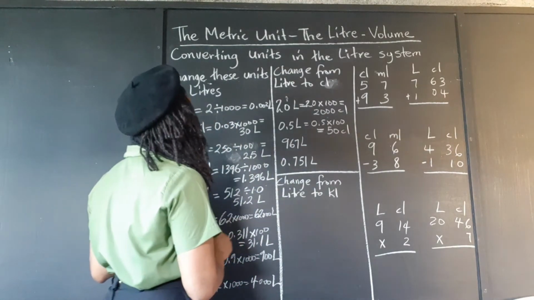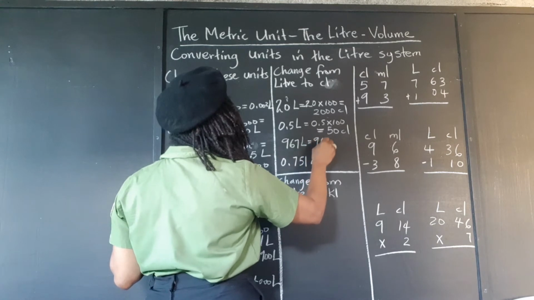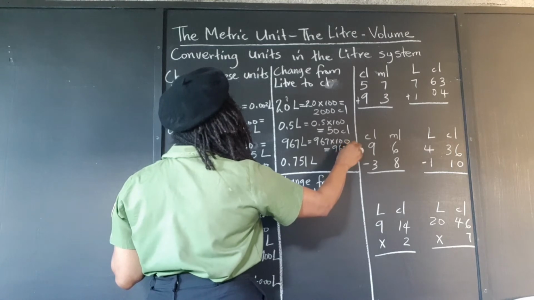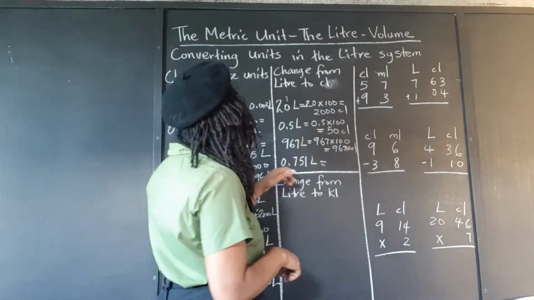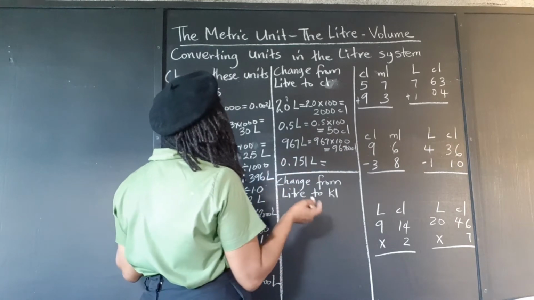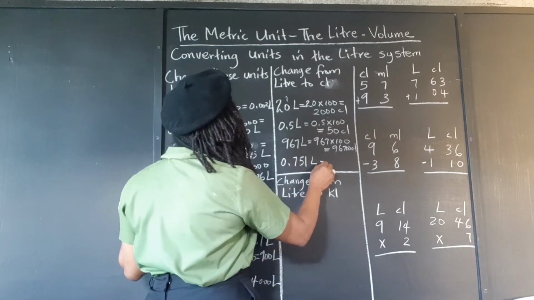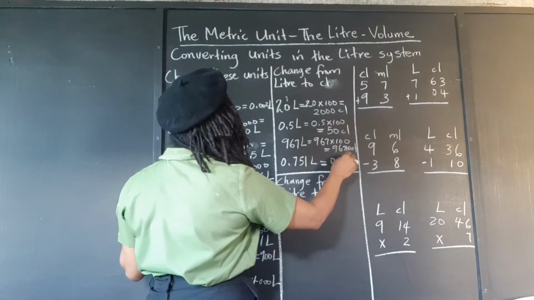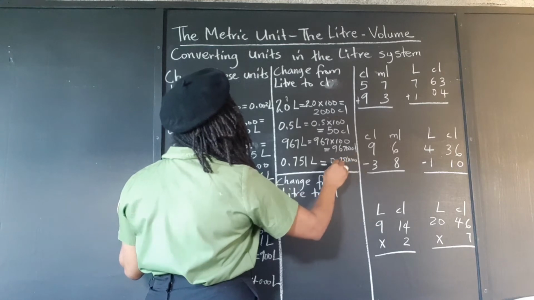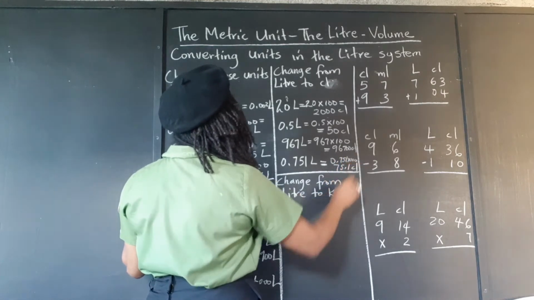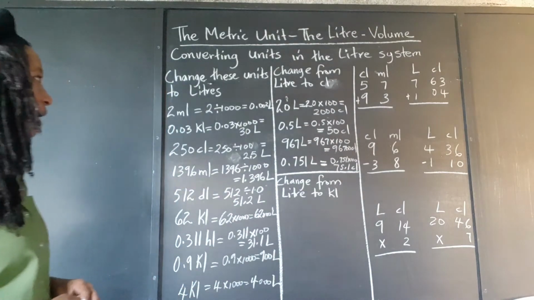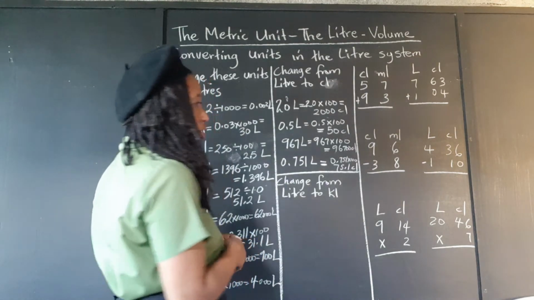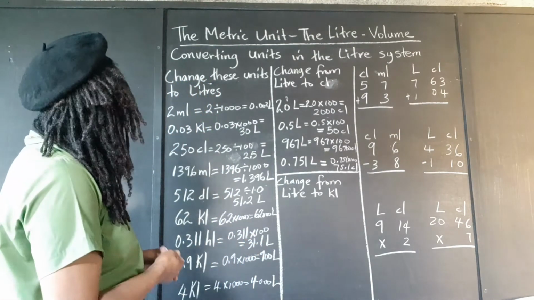967 liters to centiliters. So that's 96,700 centiliters. And 0.751 liters to centiliters. Multiplying by 100, we get 75.1 centiliters. Alright, so liters to centiliters, we multiply by 100 because there are 100 centiliters in a liter.